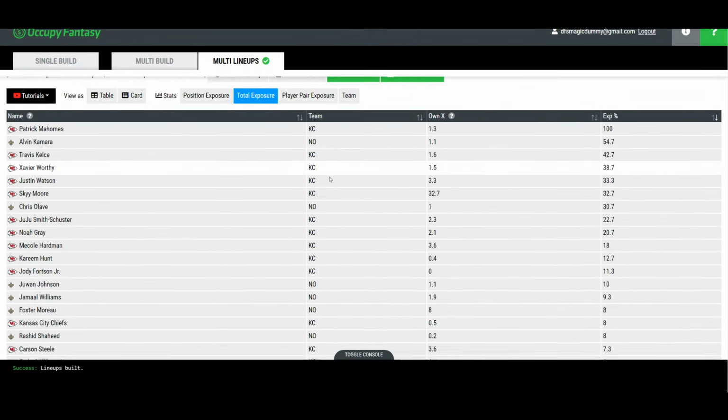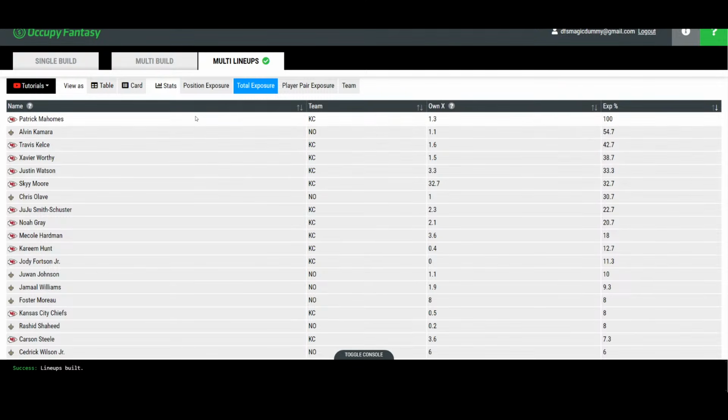And we'll go by, obviously, we have 100% Mahomes. That makes sense, right? Because we are locking him into MVP. Who else do we have a lot of? All right, Kamara, stud. Kelsey, stud. Worthy, pairs with Mahomes, wide receiver 1, cool.